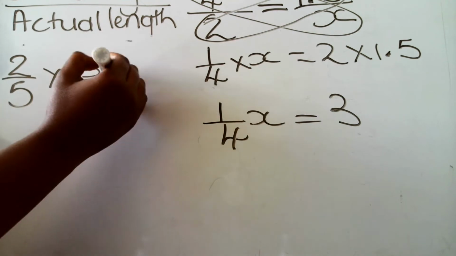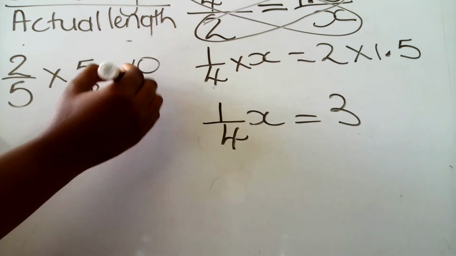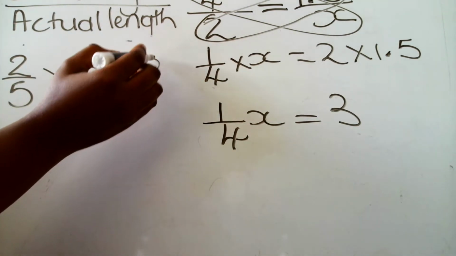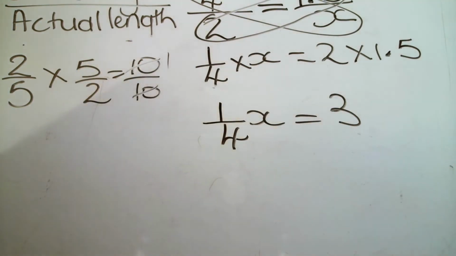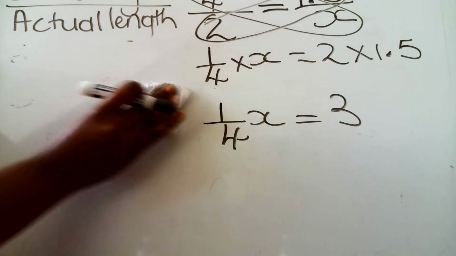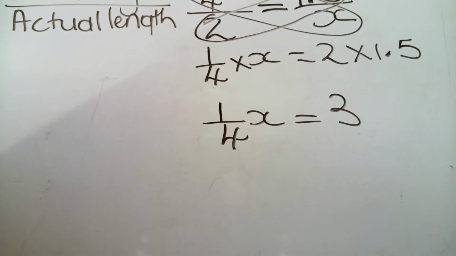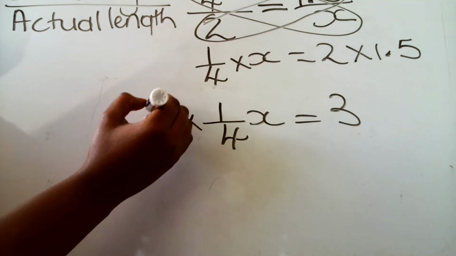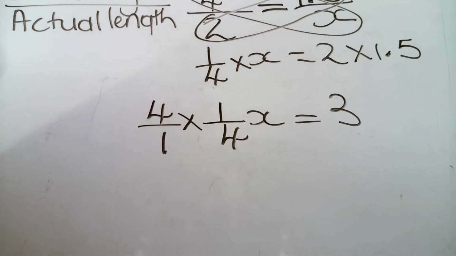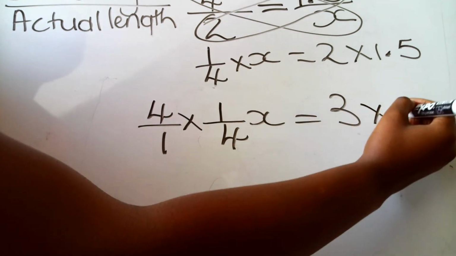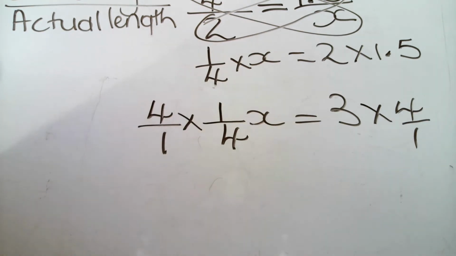2 times 5 is 10, 5 times 2 is 10. That would cancel out, we are left with only 1. So anytime the coefficient is a fraction, just multiply by the flip of the fraction. So we can multiply by 4/1. When we flip 1/4, it's 4/1. Anything you do to one side, you have to do to the other side. So you have to multiply the other side by 4/1.